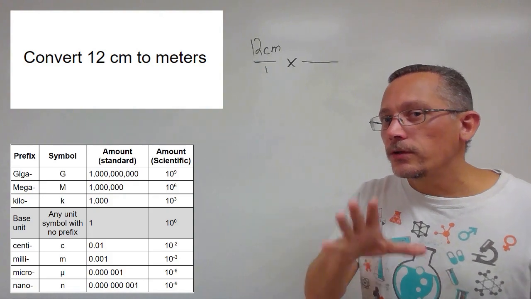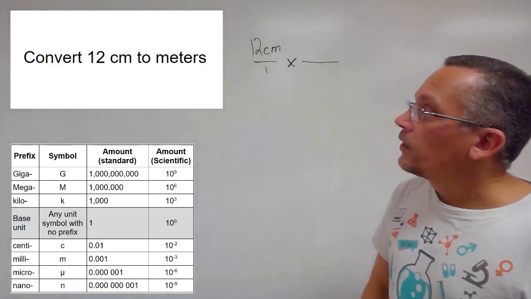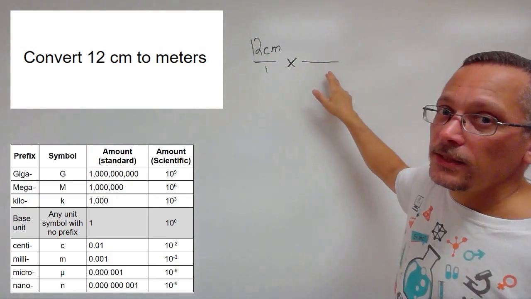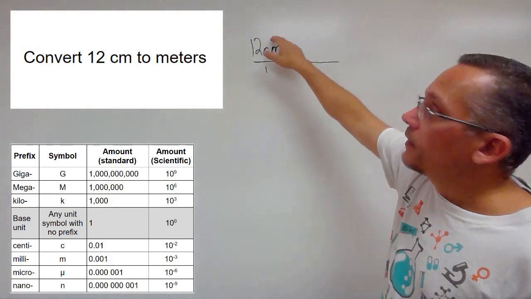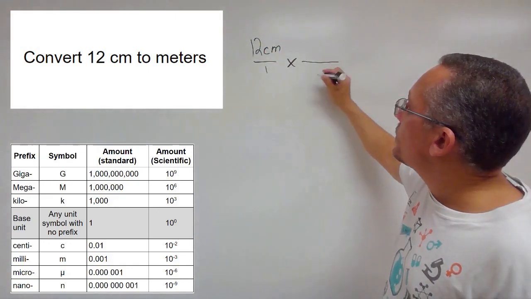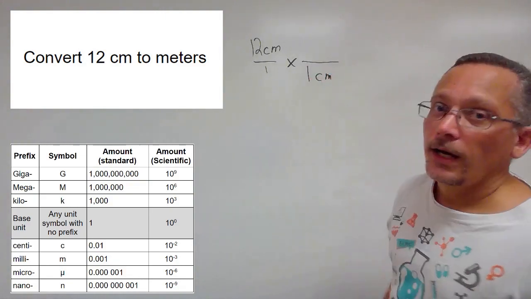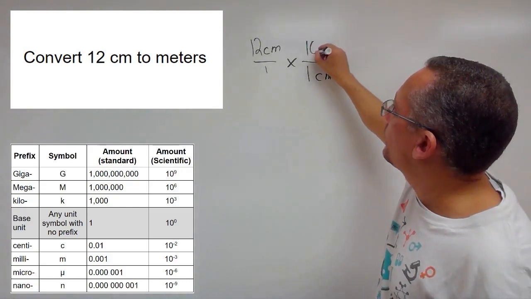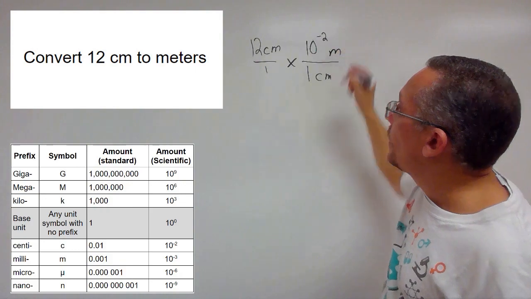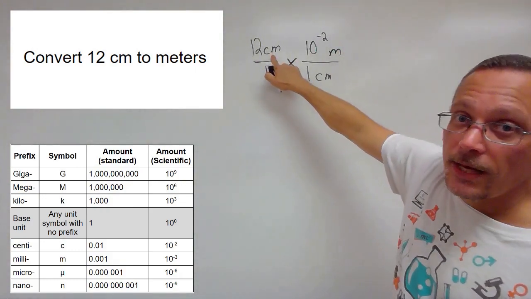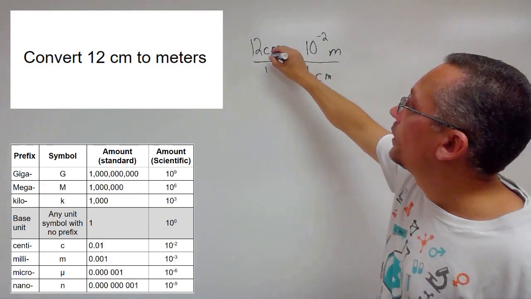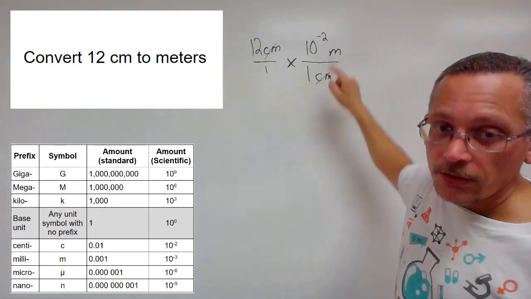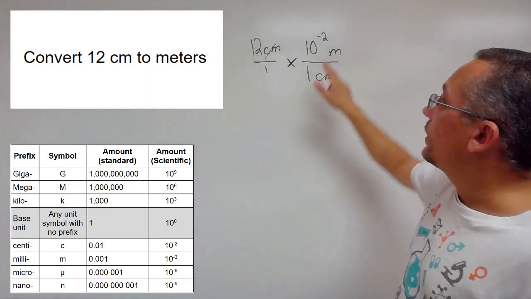Think about this for a minute. Where should I put the 1 centimeter? I have a centimeter on the top of this fraction. I'm going to want a centimeter on the bottom of this fraction so that they cancel out. So I'm going to put 1 centimeter on the bottom there. And the other number, the 10 to the minus 2 meters, is going to go on the top. Now, if you look what happens, I have a centimeter on the top, I have a centimeter on the bottom. They cancel out. And that means that my answer is left in meters, which is what the question asked me to find. So that's good.